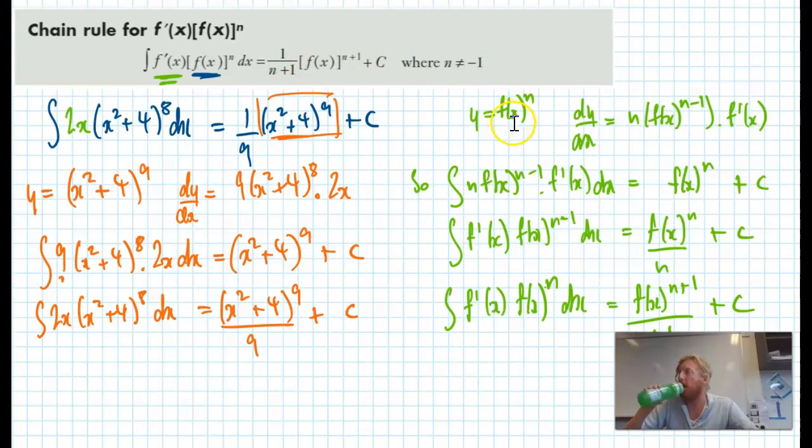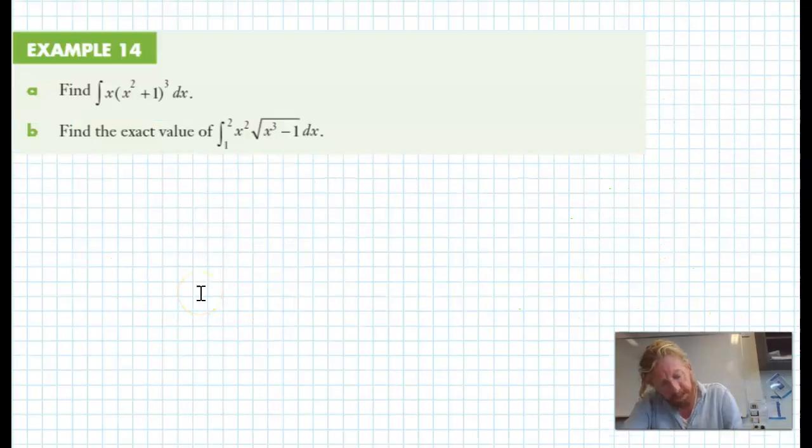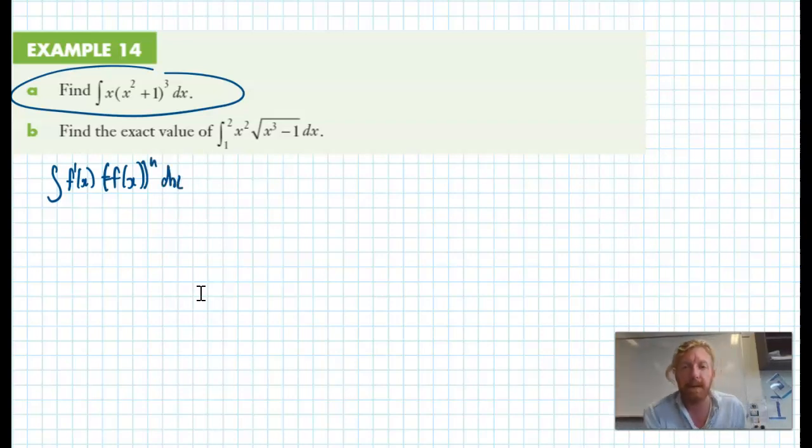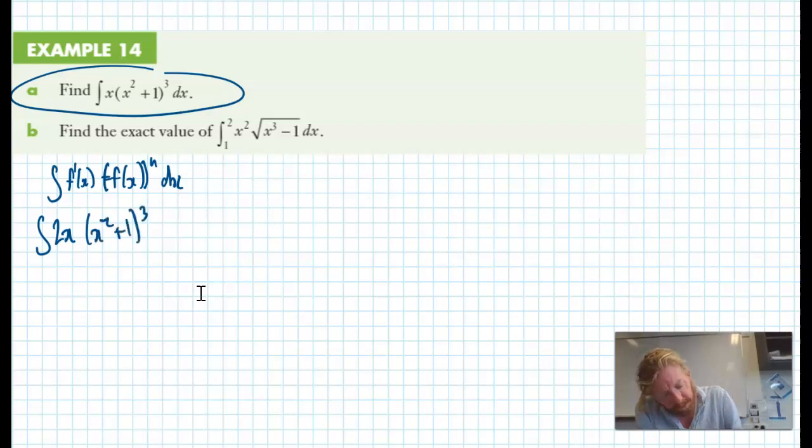Let's do some examples. Excuse me. This guy here. Remember, we want it in the form f dash x, f of x to the n. That's what we want. We want the derivative sitting out the front. If I had a different example, I would have 2x, (x squared plus 1) to the third dx. That's fine. That's the derivative of this.